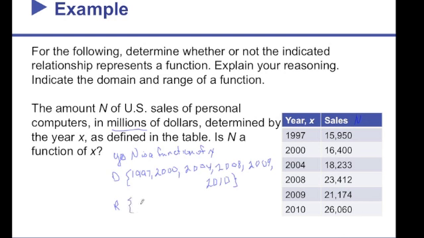And the range would be then these values. It'd be 15,950, etc. These values would be the range, but we would have to do one more thing and say, of course, this was in millions of dollars. So after this, we would really add 6 more zeros, and this would be 15,950 or 15,950,000,000. Okay, those would be our range values.